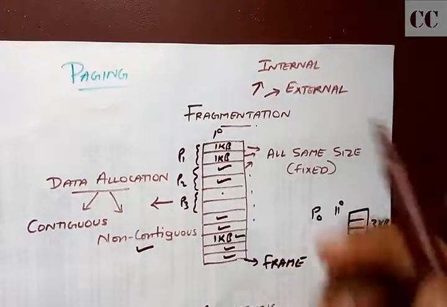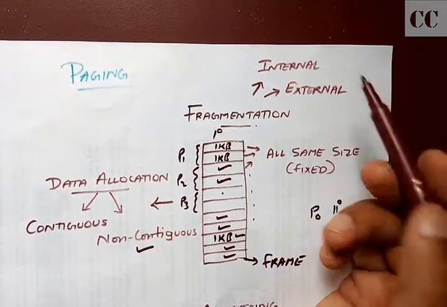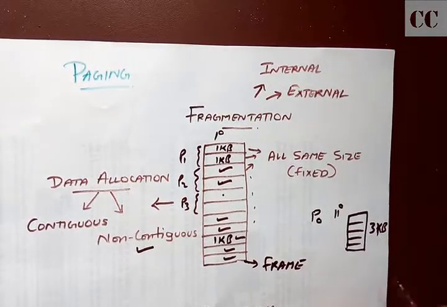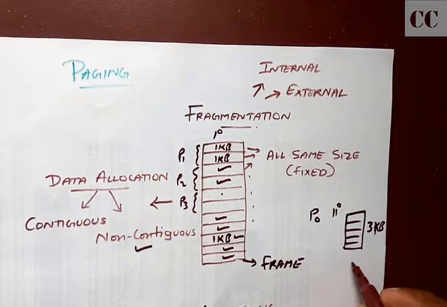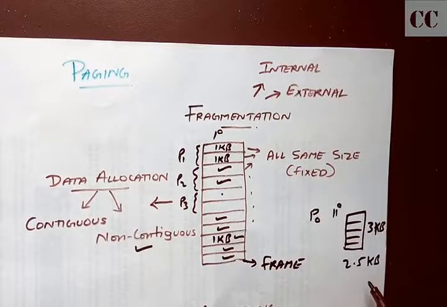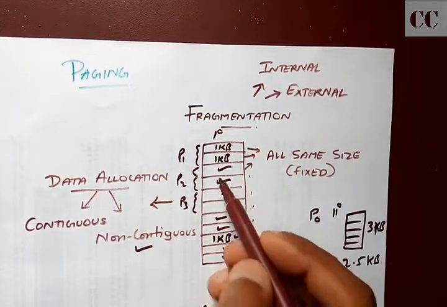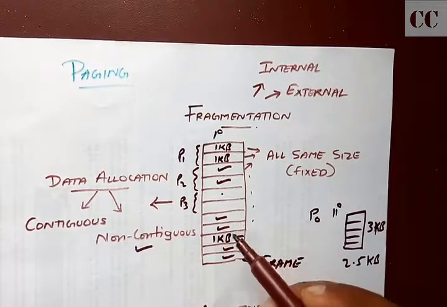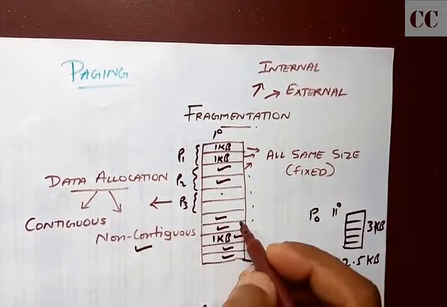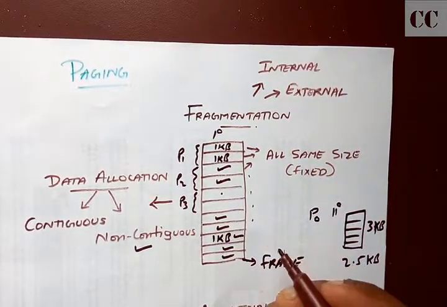The first type is internal fragmentation, and the second is external fragmentation. Internal fragmentation is something like this: let's say we have a 2.5 KB process. Of this 2.5 KB, 2 KB can be allocated here and here, as we already discussed. This can occupy 1 KB, this can occupy 1 KB, and the remaining 0.5 KB can be allocated here. Out of this 1 KB, 0.5 KB is allocated and 0.5 KB is still vacant.